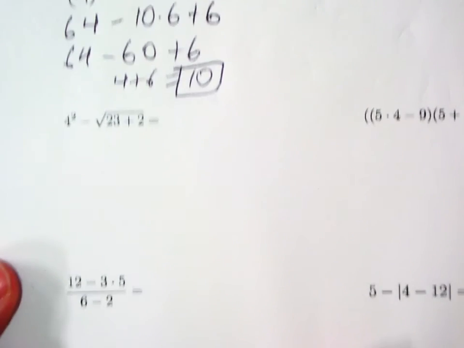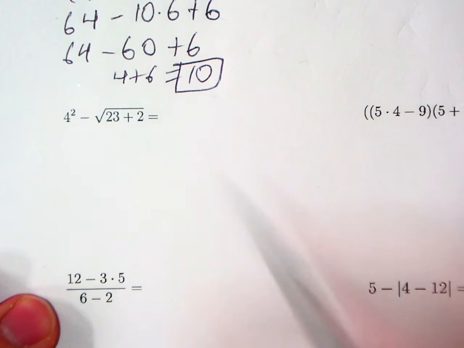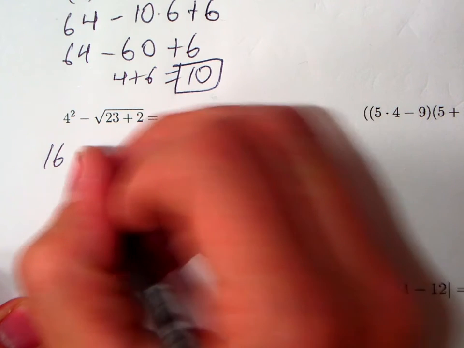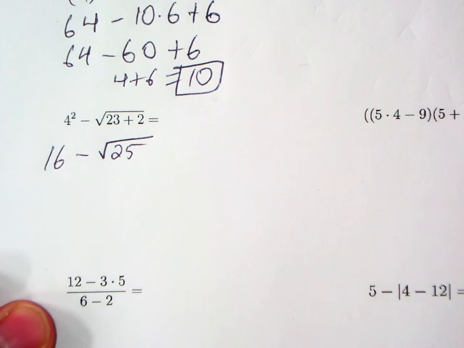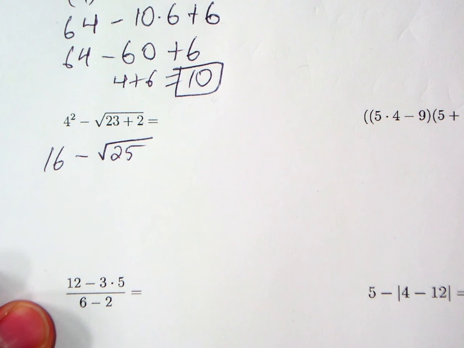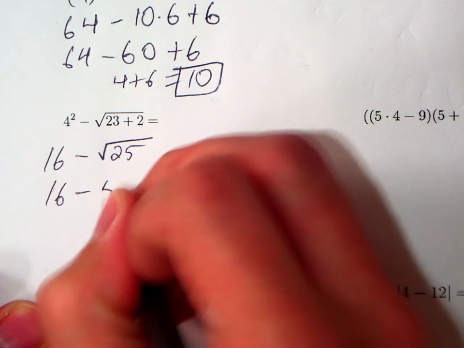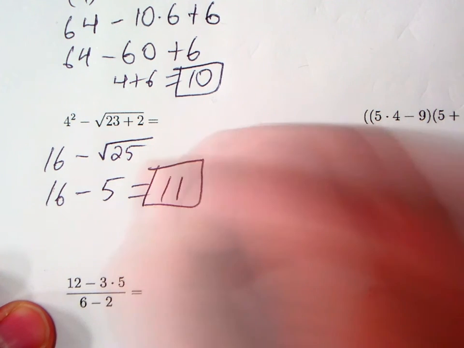A few more. 4 squared is 16. And underneath the radical, I can add together 23 plus 2 to get 25. When you take the square root of a number, you're asking what number times itself equals 25. And it turns out that's 5, because 5 times 5 is 25. So this becomes 16 minus 5, which is just 11.